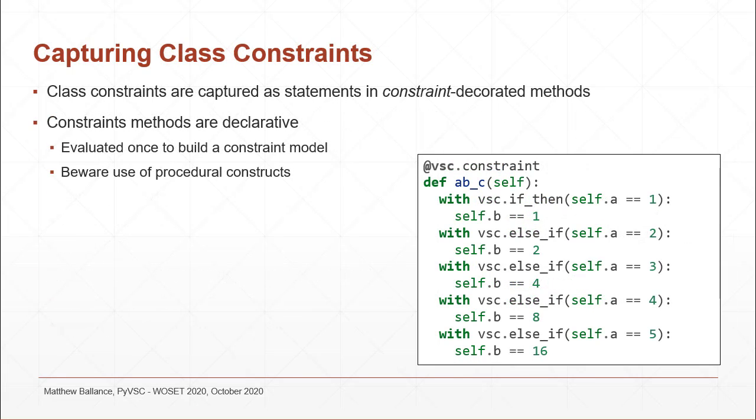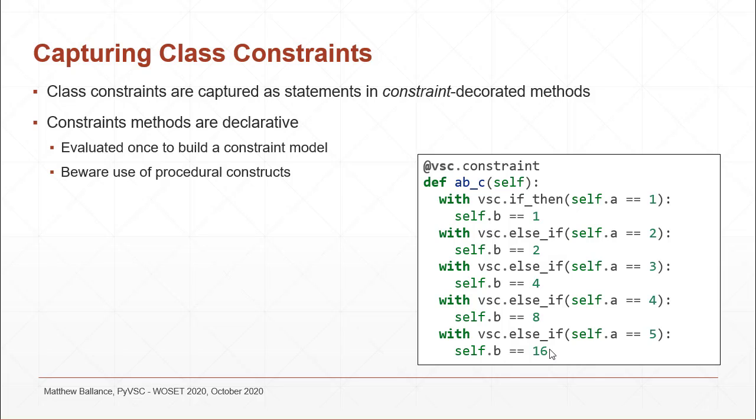Constraints with PyVSC are captured within methods, but these methods need to be decorated with a constraint decorator. Now, when you look at the code here, it looks almost the same as a regular if-then-else statement. But recognize that what's inside this method is an aspect of the embedded domain-specific language. This code will not be executed procedurally. It will be executed once to build a declarative constraint that will later be solved as part of the randomization process.